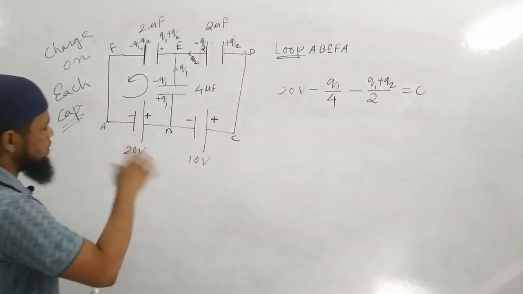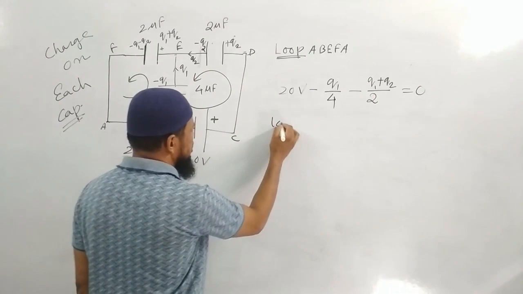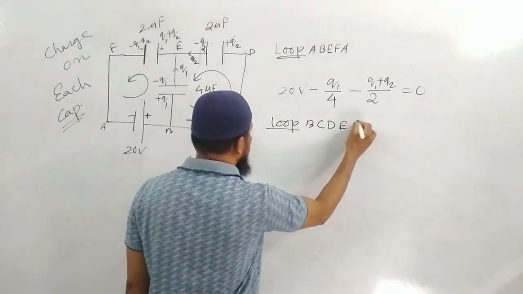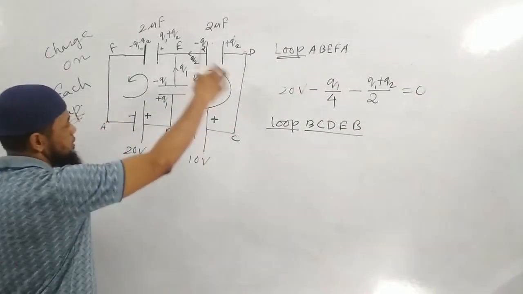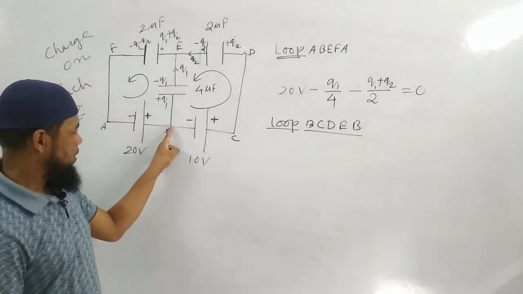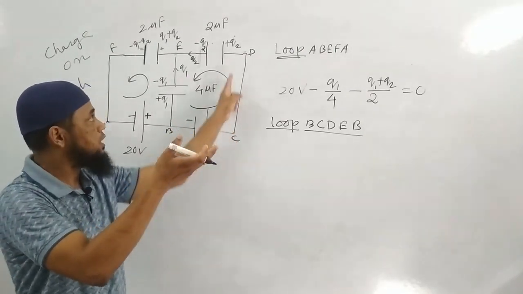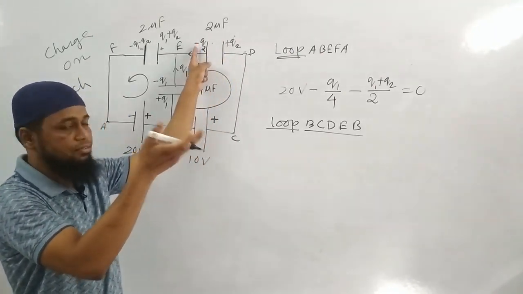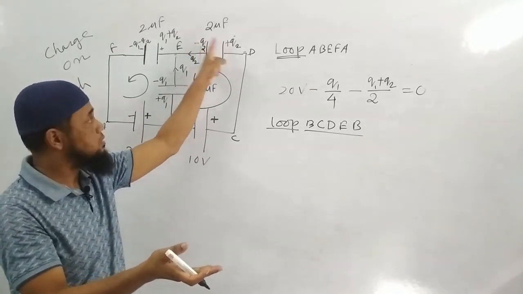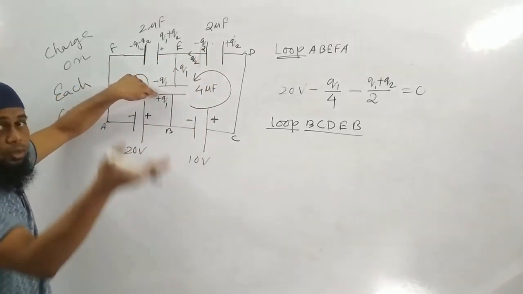Okay, similarly let us go to the second loop, the other loop, this particular loop: B, C, D, E, B. In this loop, again, let us start from point B. We're going from B to C, negative to positive, so there will be an increase in potential. Positive to negative, decreasing: positive is high potential, negative is low potential, so high to low there is a drop. Then again going from negative to positive, low to high.